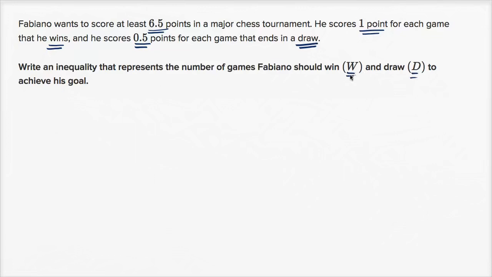Write an inequality in terms of the number of games won, so capital W, and the number of draws, capital D, that represents what he needs to do to actually achieve his goal. All right, let's work through it together.